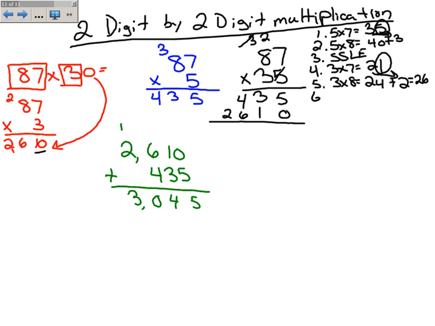My last step is going to be to add. 5 plus 0 is 5. 3 plus 1 is 4. 4 plus 6 is 10. Carry my 1. 1 plus 2 is 3. So the product of 87 times 35 is 3,045. Looking at all the work that I did on this page, you can see where each of those numbers comes from. You can see where each step is happening, where each step comes from. Okay? And that is multiplying 2 digits times 2 digits.